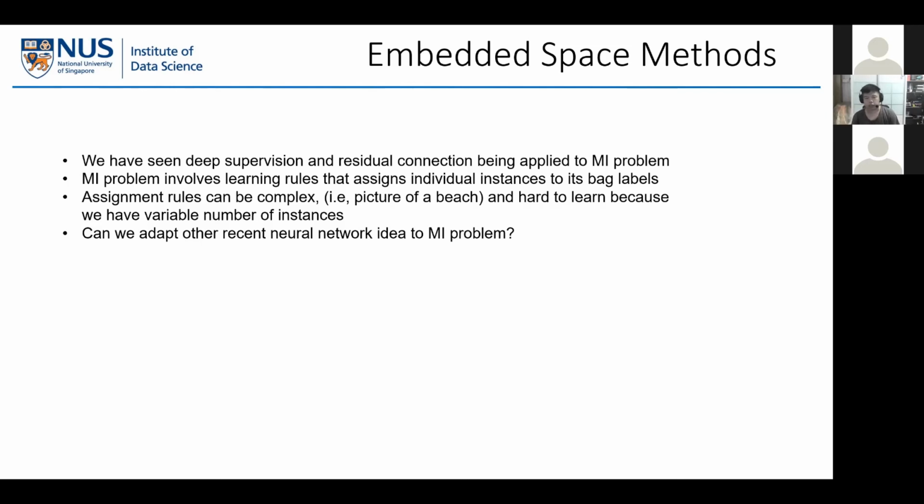For example, if you remember the picture of a beach that we had previously, it's not entirely clear how you combine the different patches containing sea and water and sand together. Is it that if they are present beyond a certain threshold, they are enough to classify whether a picture is a picture of a beach? Or does this threshold change depending on the resolution of the pictures? It's hard to learn because we have a variable number of instances and a lot of these handcrafted rules. And then the question is, can we adapt other recent neural network ideas to the multiple instance learning problem?